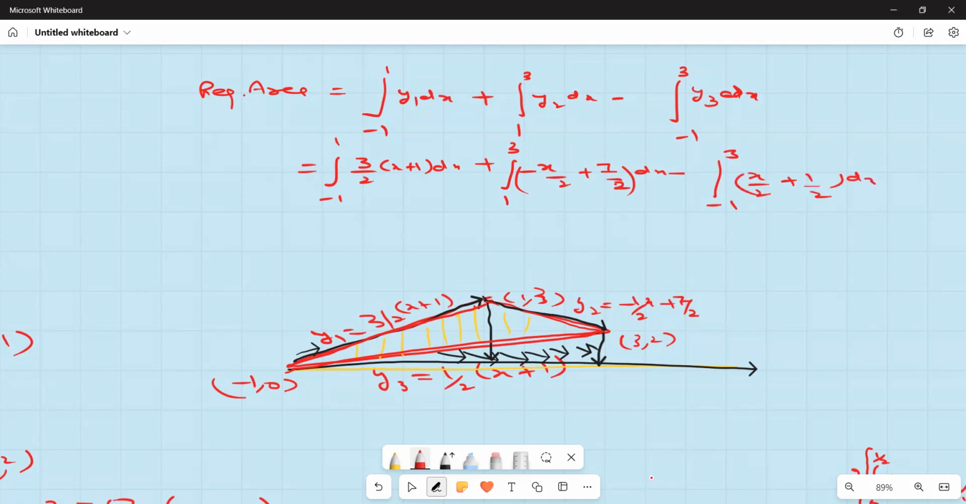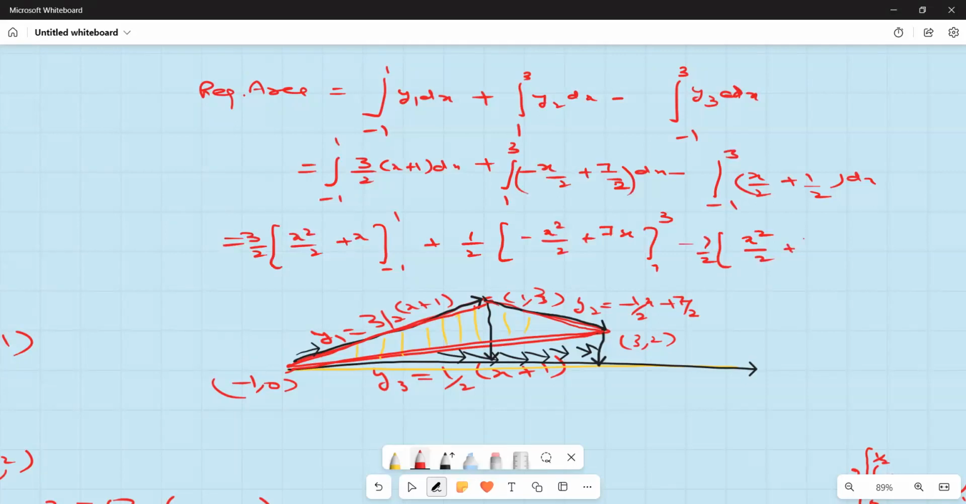So let us integrate this. This is coming as 3 by 2 out, x square by 2 plus x, limit is minus 1 to 1, plus 1 by 2 out. So this is minus x square by 2 plus 7x, right? Limit is 1 to 3. Then minus. This is x square, 1 by 2, let us take out. X square by 2 plus 2 plus x. Limit is minus 1 to 3.